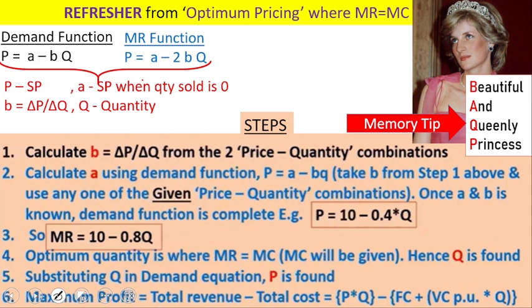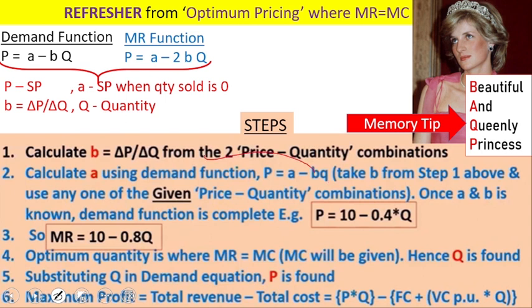Now, whenever you are given a problem on optimum pricing, the steps that you have to follow is you have to first start by finding out B. Now, in the question, two price quantity combinations will be given. So to find out B, all you have to do is find out the change in price divided by change in quantity. Next, you have to find out A using the demand function P is equal to A minus BQ.